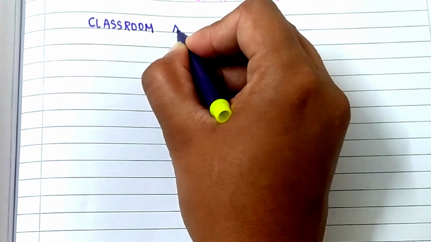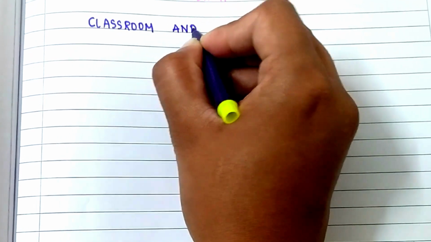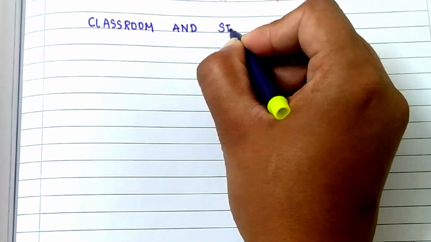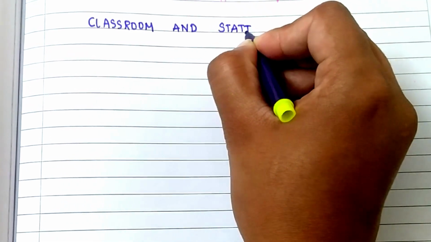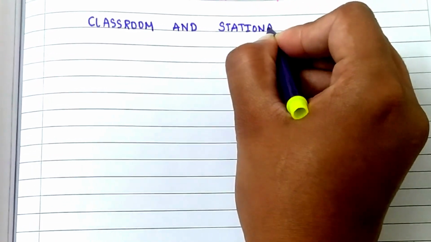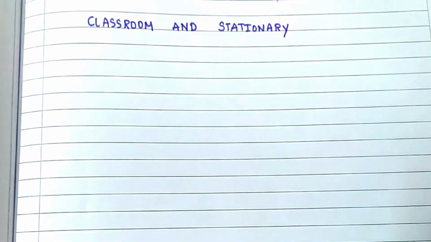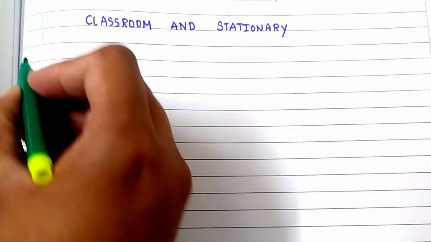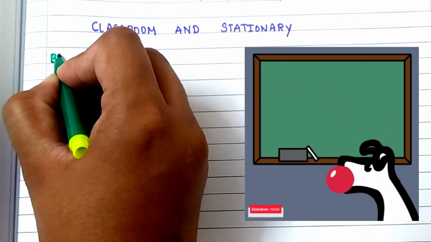In this video I will teach you what are the things there in a classroom and stationery. So what is a classroom? A classroom is a space for learning, while stationery is a term for writing materials. A classroom is a room in a school or a college where a group of students are taught. Stationery refers to writing materials including cutting paper, envelopes and other office supplies. So now let us list out the things which come under classroom and stationery.